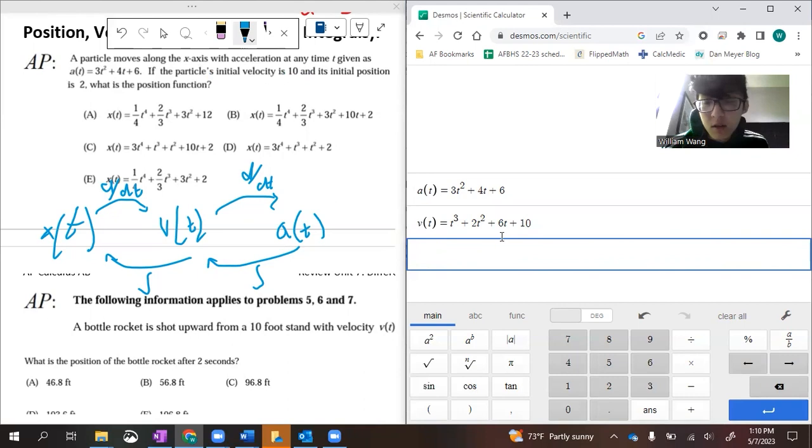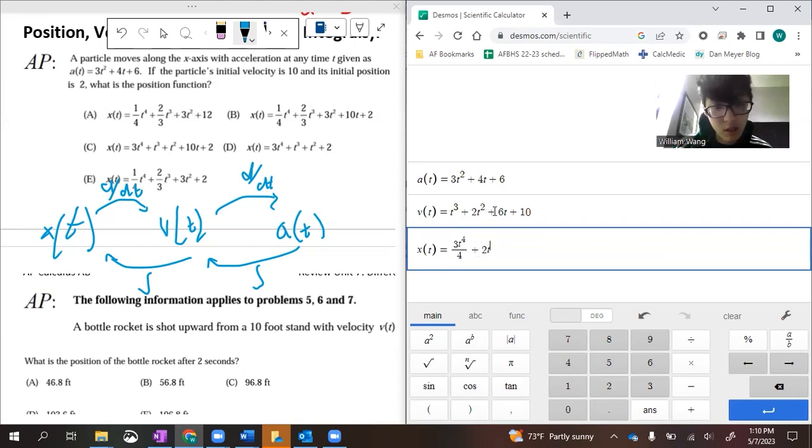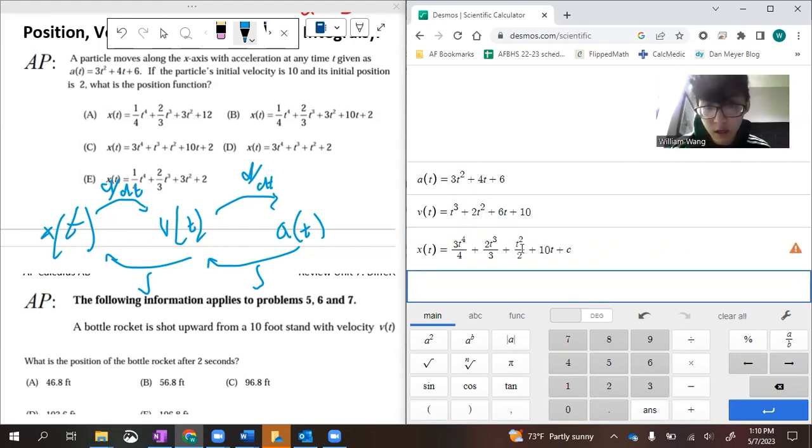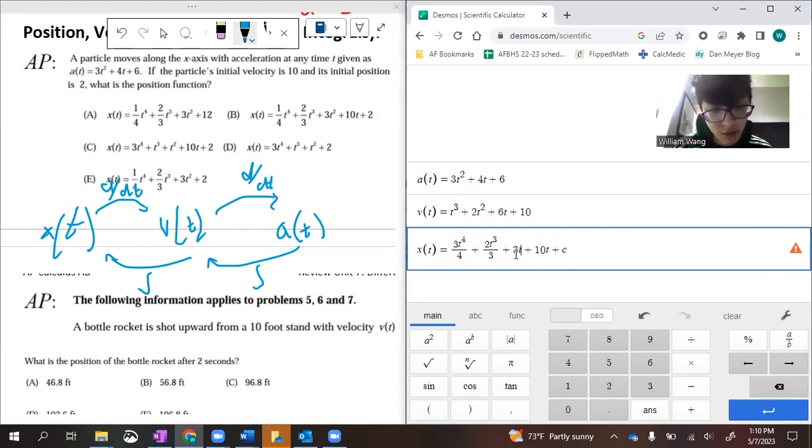All right, so then I take one more integral because I'm trying to find the position function. So when I integrate velocity, it's going to be 3t to the fourth, so just follow along with me here, plus 2t cubed over 3. Make sure your anti-power rule is fast. It's 10t plus c. The only thing I can simplify is the 6t squared over 2 turns into 3t squared. Excellent. All right, the initial position is 2.